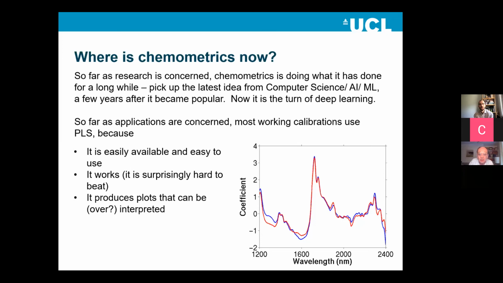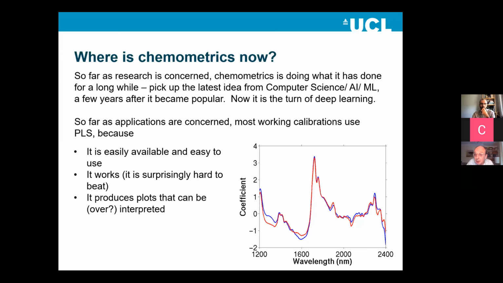So the pictures on the right are actually from another talk. They're coefficient vectors from principal component regression and PLS regression calibrations. It's actually on biscuit doughs.